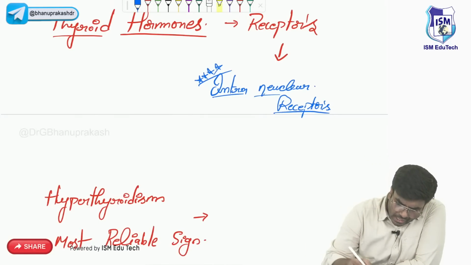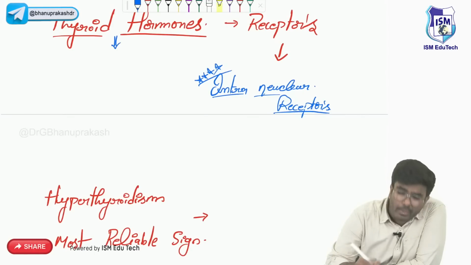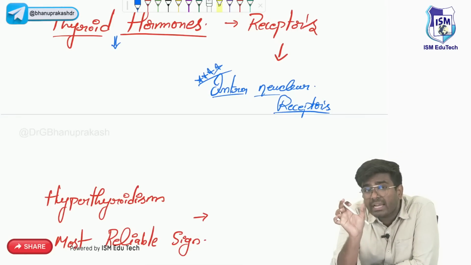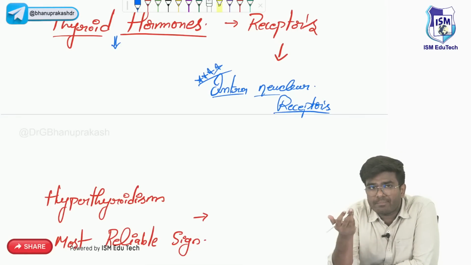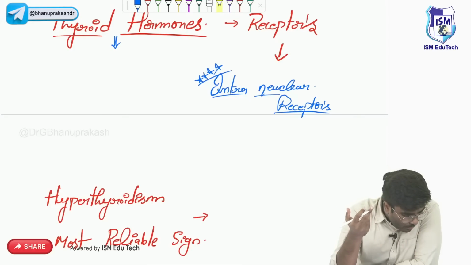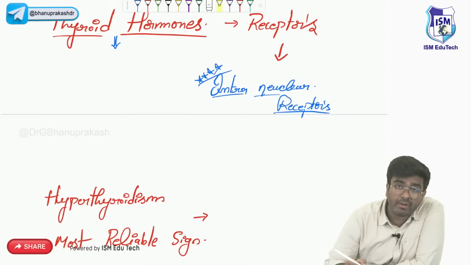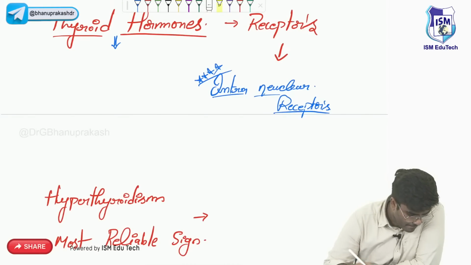Now, I just want to ask one more important point from your biochemistry, a very easy question. Thyroid hormones are derived from a single amino acid. From which amino acid? Come on, guys. Thyroid hormones are derivatives of which amino acid? Come on. Please answer.